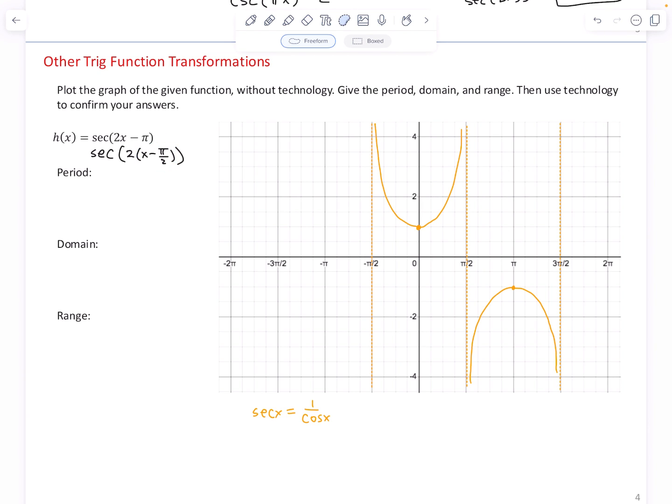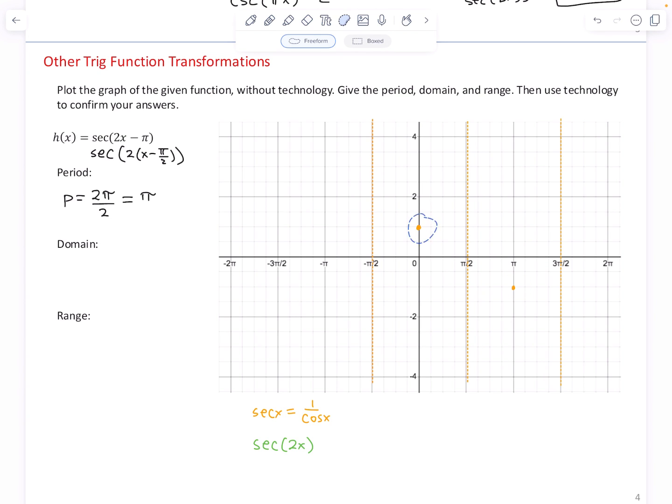Let's focus on the compression first. The horizontal compression will change the period, so the new period will be the old period of secant, which is 2 pi, divided by that coefficient. And that gives me a new period of pi. So these 3 asymptotes here are all going to be half as far from the y-axis as they used to be. And this point will also be half as far from the y-axis as it used to be.